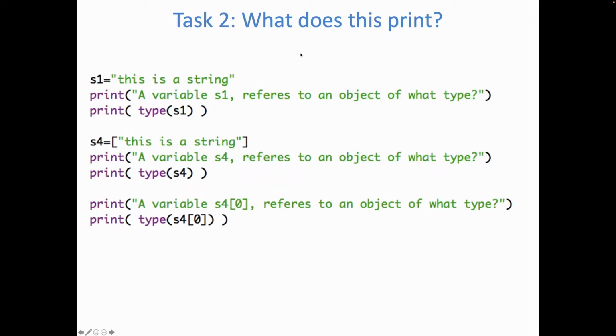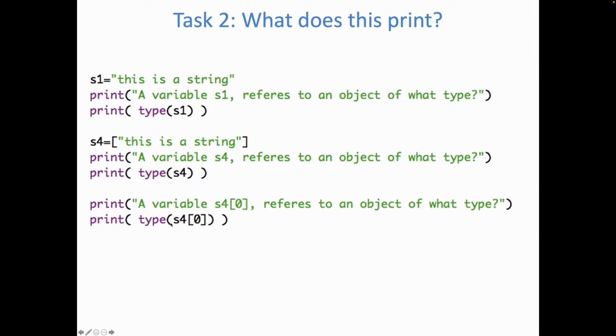Next, what does this print? s1 is "this is a string", and then we print this line. After that, we print the type of s1. So s1 should be type string. Then s4 is a list with only one element, which is a string. So the type of s4 should be a list.